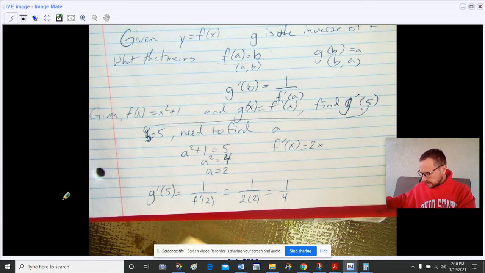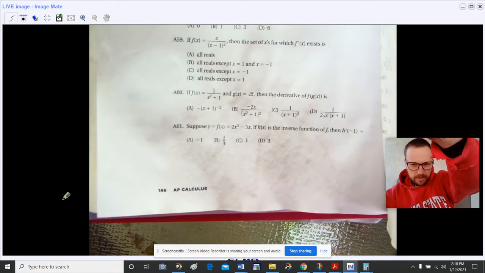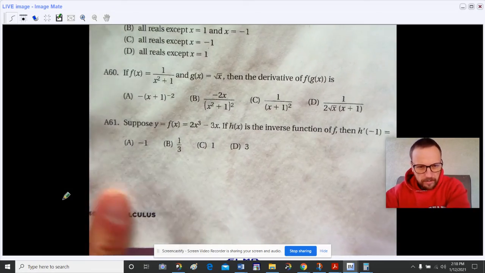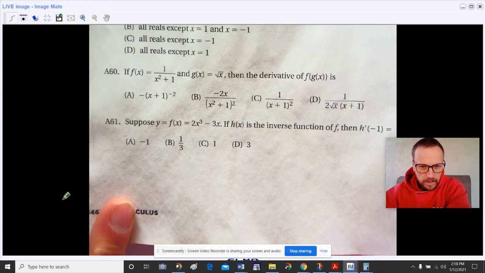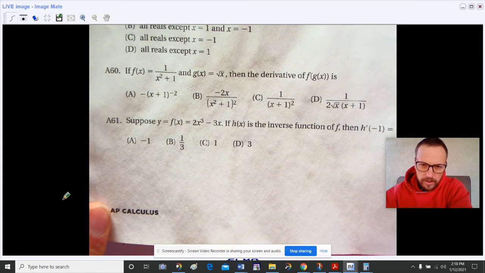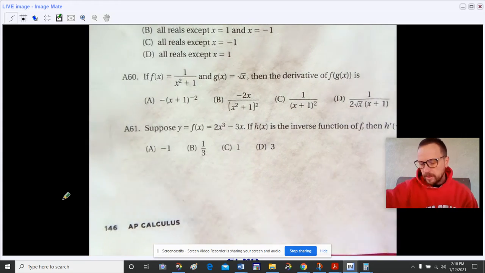All right, so let's take a look at some other examples. Here's a review book here. This is a little bit more complicated one. So we have y equals f of x, which equals 2x cubed minus 3x. If h of x is the inverse function of f, then h prime of negative 1 equals what? So again, we're going to go through that process.